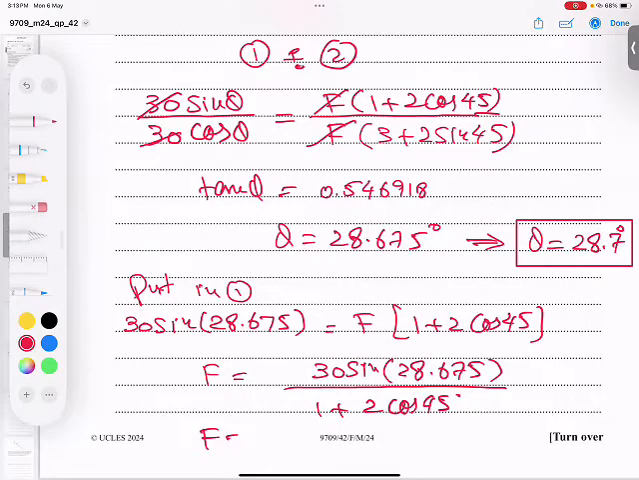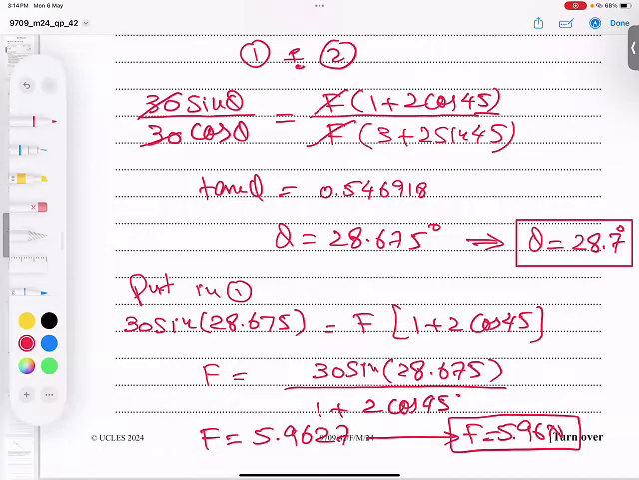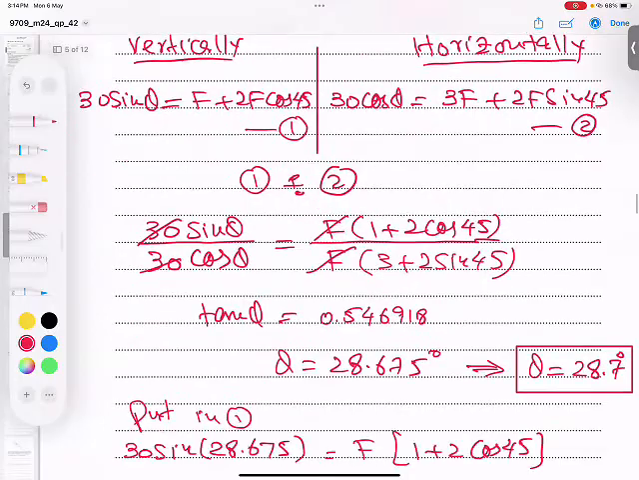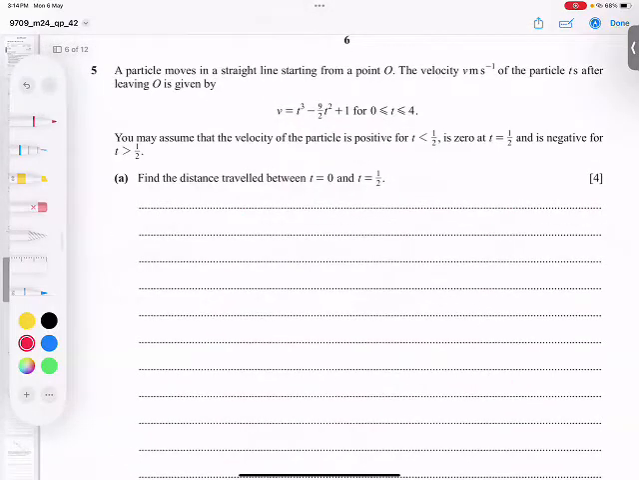So what F answer am I getting here? 30 times 2 sine 28.675, divided by 1 plus 2 times 2 cos 45. And the answer turns out to be 5.9627. After rounding, 5.96 newtons. Okay, and I believe the point is very clear. And let's go for the next question, number 5.